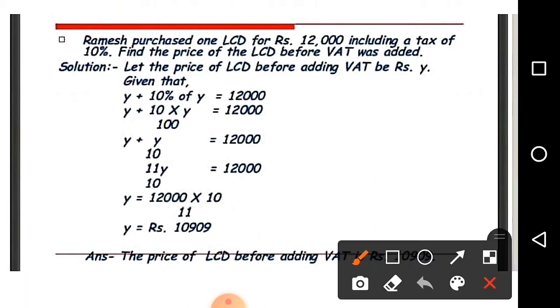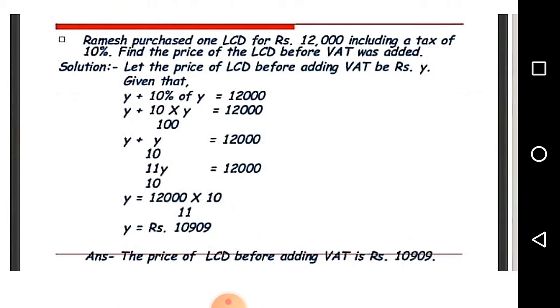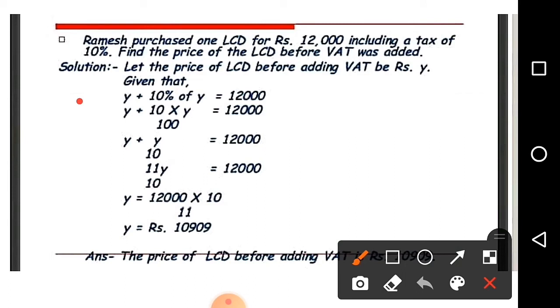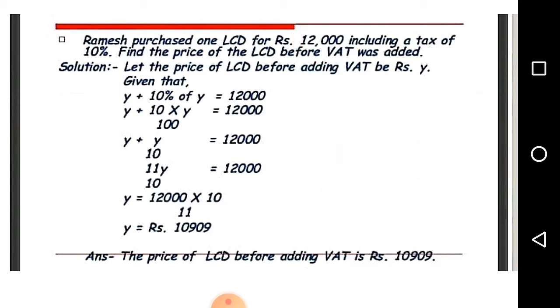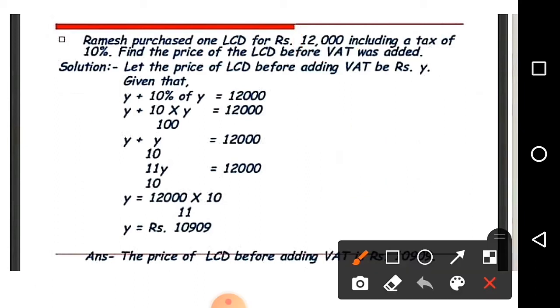Let the price of LCD before adding VAT be Y rupees. Now Y means the original price. So Y plus 10% of Y is given to us as 12,000. This way we will form one equation. So first we have to take the price without addition of tax as Y. Now 12,000 is given with tax addition, meaning Y plus the 10% tax, the sum of both is 12,000. So this way you need to understand the question first. So you will get this equation: Y plus 10% of Y equal to 12,000.